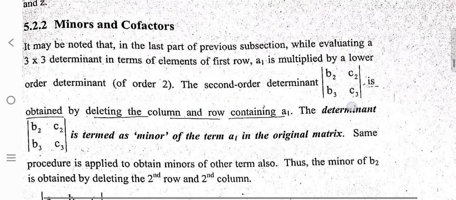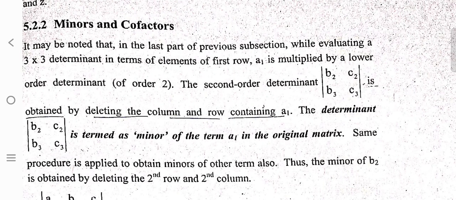Okay. So in the previous lecture, we learned the definition and the basic concept of determinant. Also, we learned about the Jacobian determinant, right? So now I am going to discuss the minors and the cofactors of a determinant.